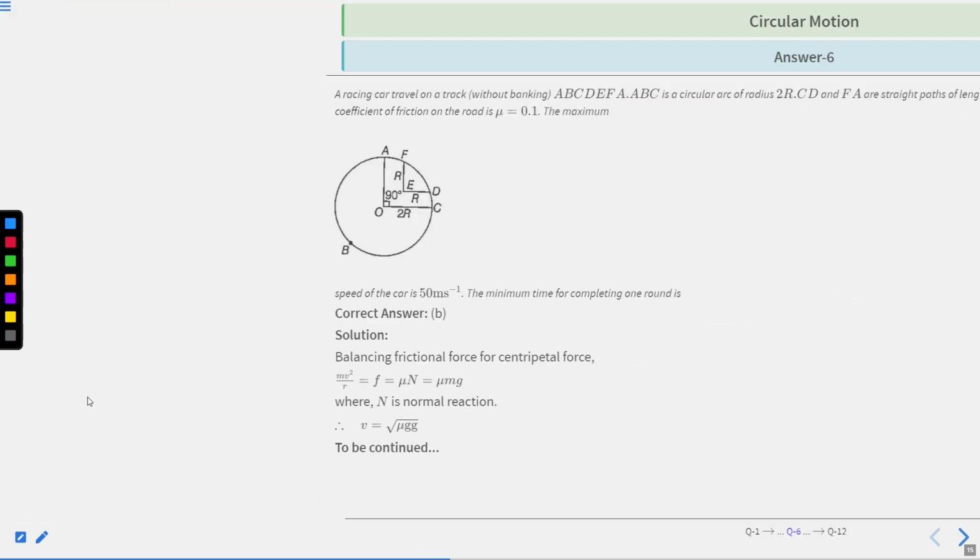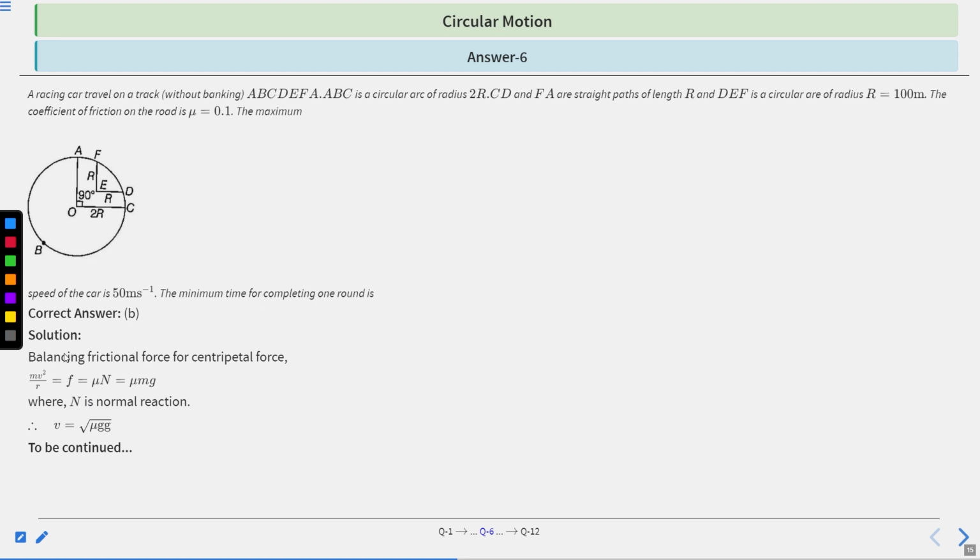Let's find the solution. Balancing frictional force for centripetal force, the equation is m v square divided by r equal to f, which is equal to mu N, which equals mu m g. Here m is mass, g is acceleration due to gravity, mu is the coefficient of friction, and capital N is the normal reaction. So v equals under root mu g r.